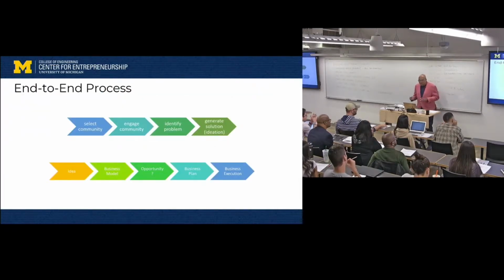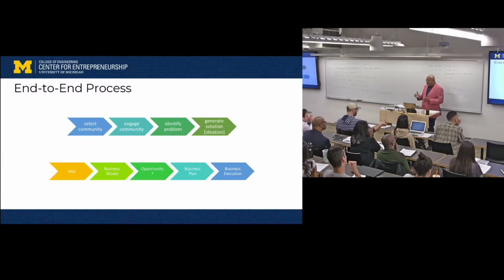So this diagram kind of shows how we're going to go about operating this semester and where we need to interact with the business partners. So the first step in this process of creating an urban-focused business is to select the community you want to work in.